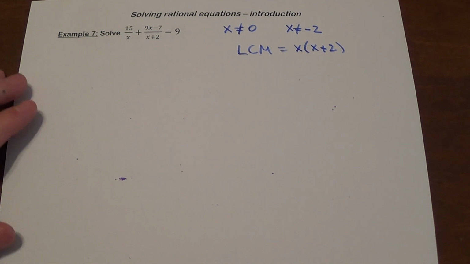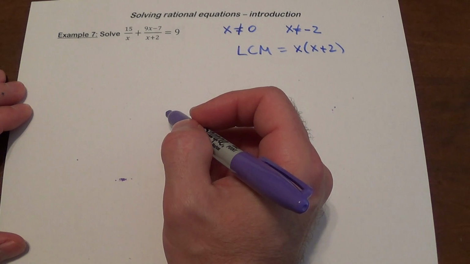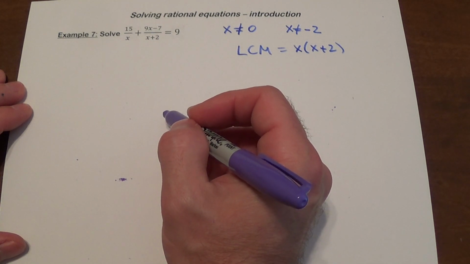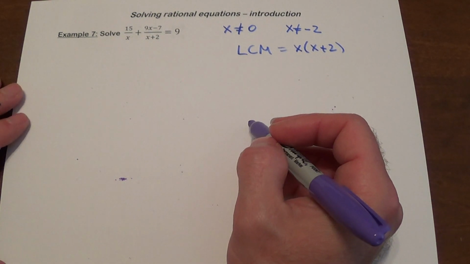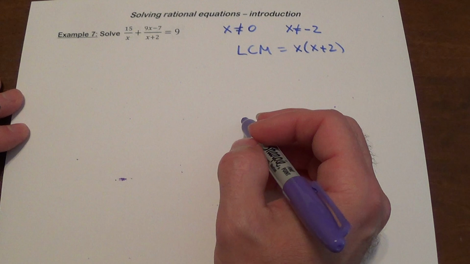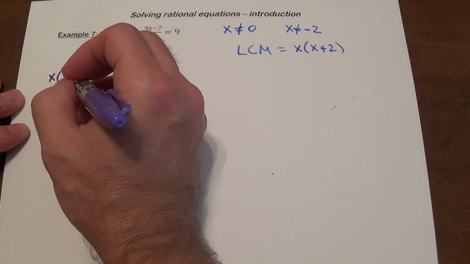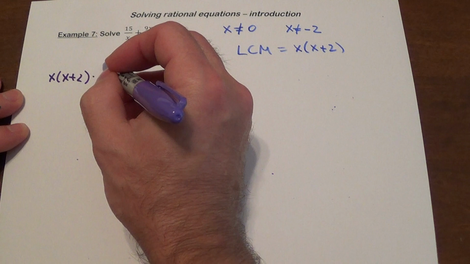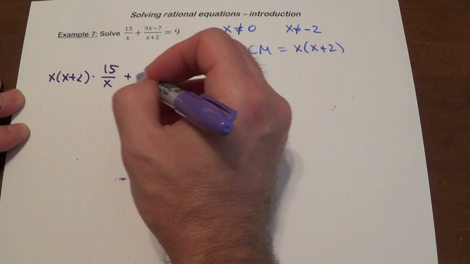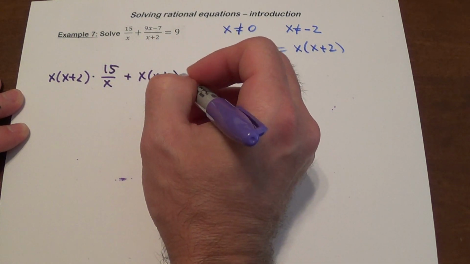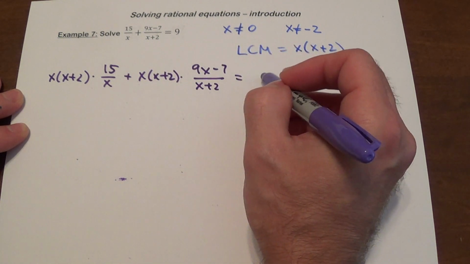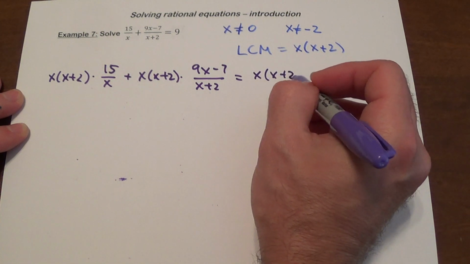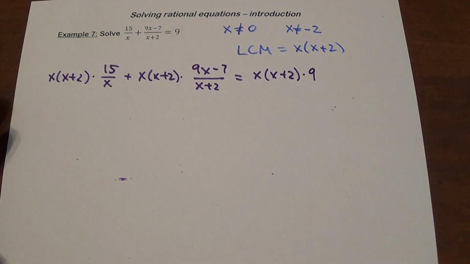It's going to look a little bit scary at first when you do these types of problems, because you're going to have to multiply each one of the three terms here by that expression. It gets really long at first, but after you simplify it, it gets really nice. So it's going to be x times x plus 2 times 15 over x plus x times x plus 2 times 9x minus 7 over x plus 2 equals x times x plus 2 times 9. That's what I meant when I said it's going to get a little ugly at first.